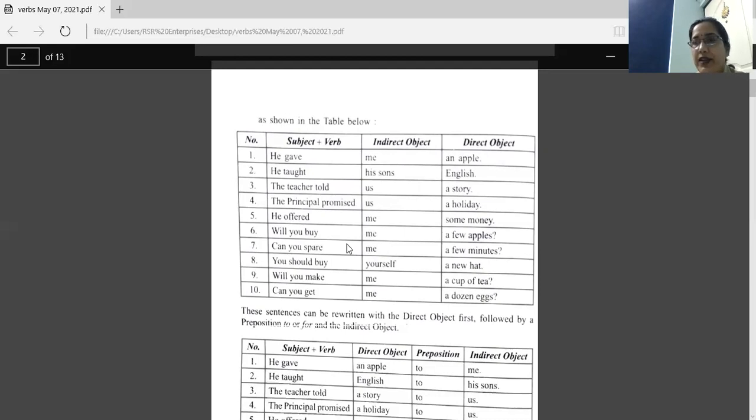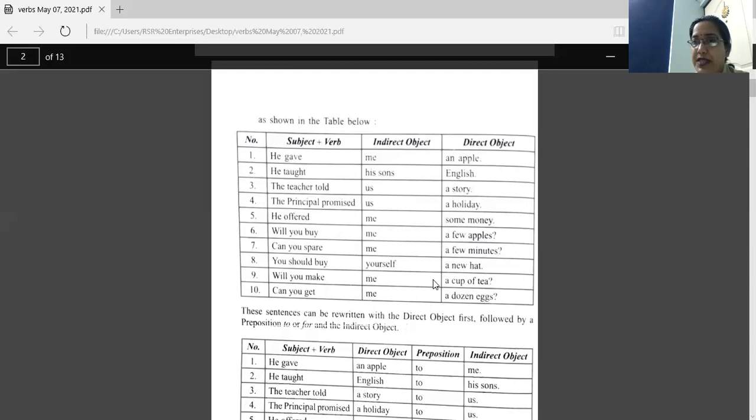This is a simple way of finding direct and indirect object. If the word is answering to whom or for whom, then it is the indirect object. If it is answering what or whom, that is the direct object. You should buy yourself a new hat. Buy yourself what? A new hat. That is the direct object. And for whom? Yourself. So this is the indirect object.